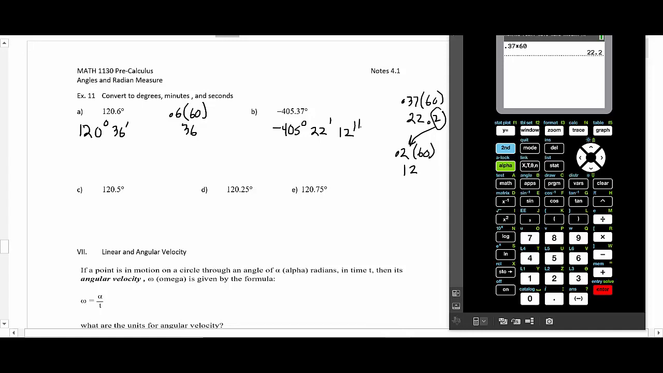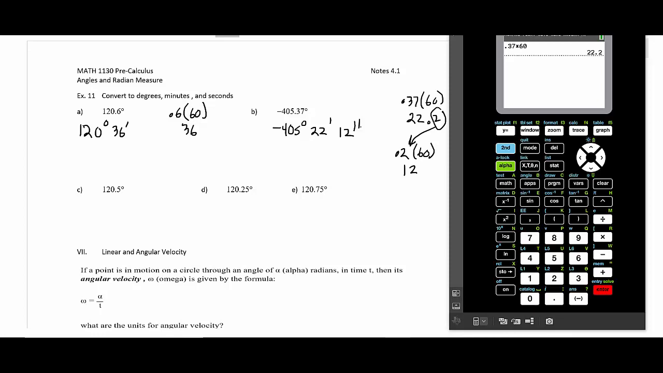Okay, so that's the idea with that, is take the decimal. See, on this one, when I did the decimal times 60, it just turned out to be a whole number. So I'm done. Over here, I have 22.2, so you want to bring that over to the seconds like that. Okay, everybody okay with that?